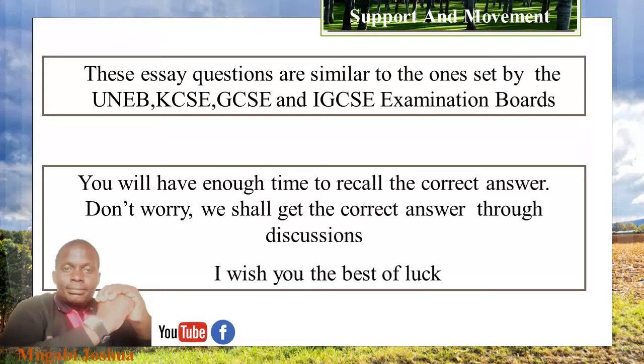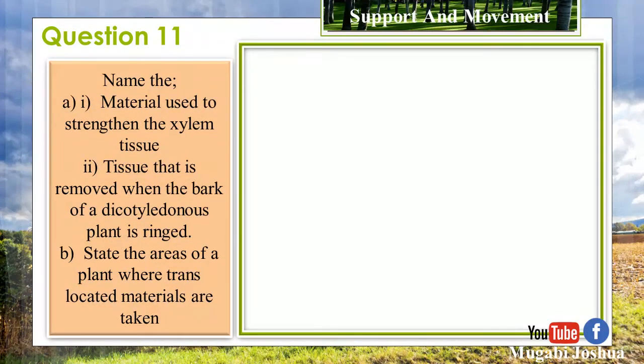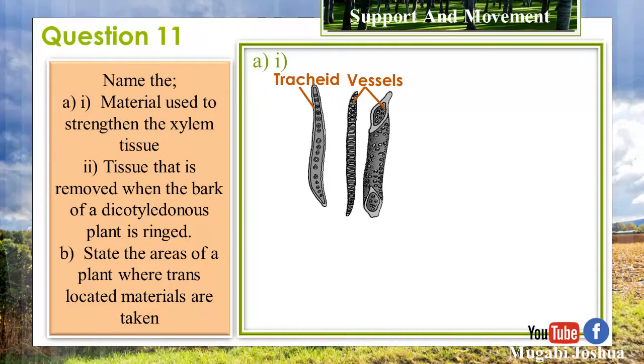Let us begin our essay questions. Question 11. Part A, Part 1: Name the material used to strengthen the xylem tissue. That material is referred to as lignin. It's the one that is impregnated into the tracheids and vessels, and it gives them the strength.